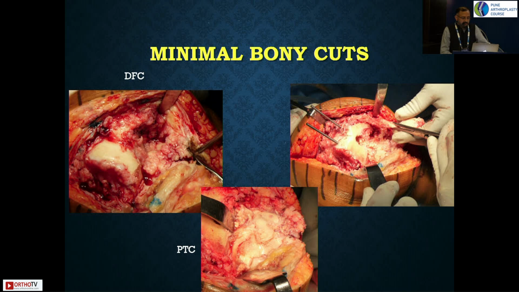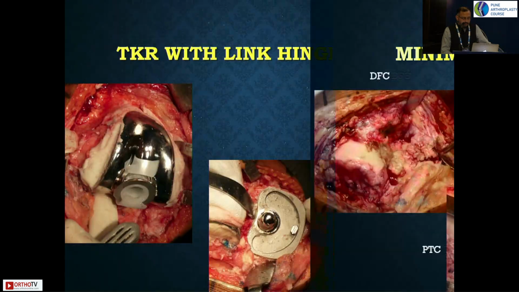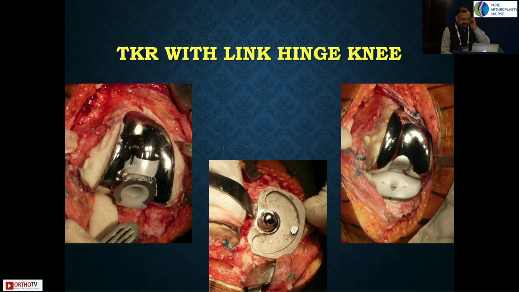Going to a case, this was a bilateral neuropathic joint. If you see the distal femur cut, there's just a sliver of the bone taken from the lateral condyle as well as the medial condyle, keeping the majority of the primary bone intact. Same goes for the tibial side as well. And we managed this case with a hinge link knee.